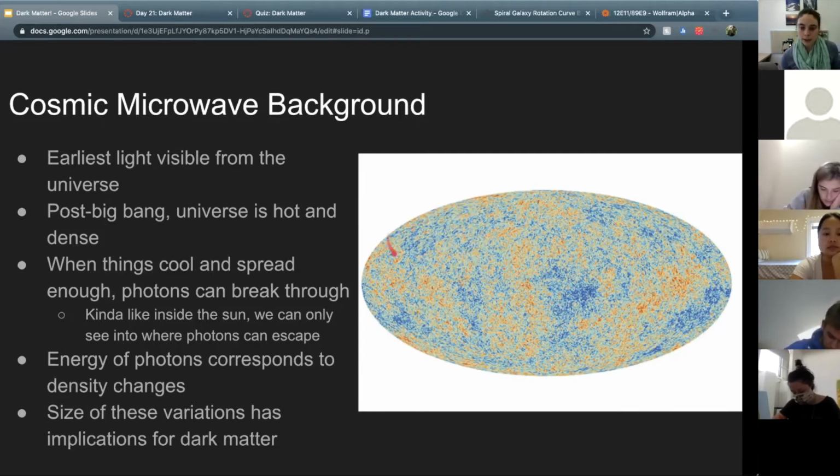So we can see in these maps, they do have some variation. Some parts are warmer, represented by red. Some parts are cooler, represented by blue. And we can use the size variation of these blotches, these little blobs in the cosmic microwave background, to fit models of what the universe must be made of and try to determine how much dark matter there must be in the universe.